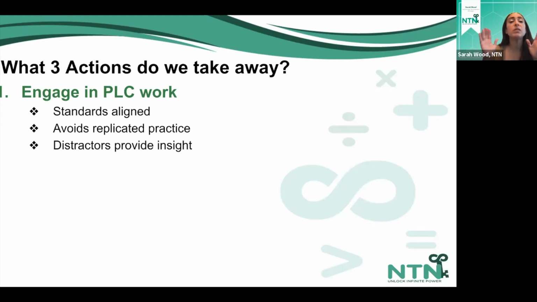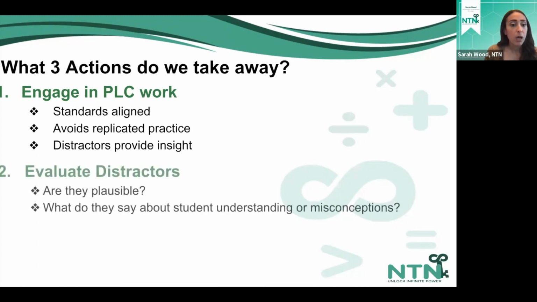So those are all items to take into consideration as you engage in that PLC work and collaborate, and evaluate the resources and assessments that you're putting in front of students and how they help drive the knowledge of what students' understanding is, to help drive instruction moving forward. Piggybacking off of what I previously said, if it is a multiple choice item, evaluate those distractors. Are they plausible? And what does that say about student understanding and misconceptions? I already touched on that; that's just an additional summary.